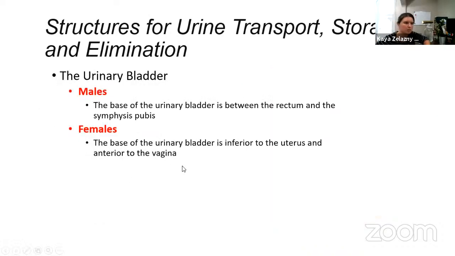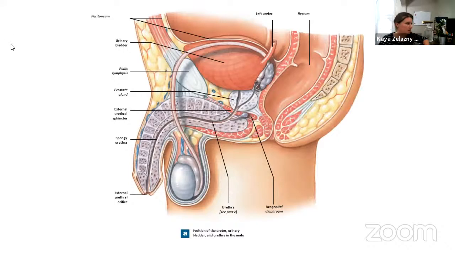That said, we do want to know about the urinary bladder in males versus females because it's important for some clinical stuff. In males, we're going to see that the urinary bladder is between the rectum and the symphysis of the pubis, that bone in front, where the two sides of the pelvis join. In females, we have an extra structure in the pelvis. We also have a uterus. So in females, the bladder is inferior to the uterus, anterior to the vagina, and we'll look at its position in these next two slides.